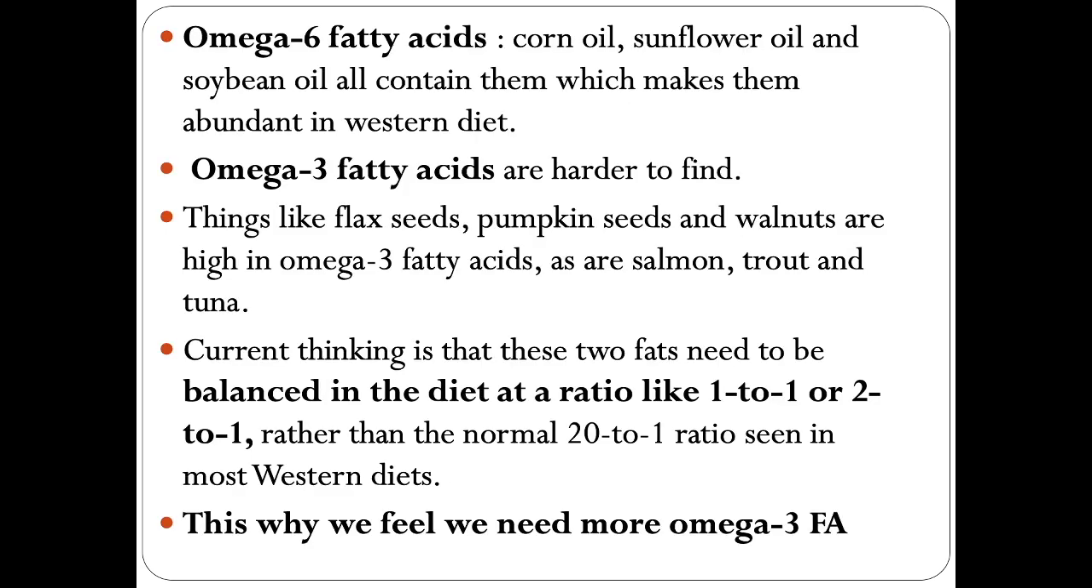Omega-6 fatty acids come from things like corn oil, sunflower oil, and soybean oil, and these are fairly prevalent in the Western diet because we eat a lot of corn, a lot of soybeans, a lot of sunflower oil in our baked goods. Omega-3 fatty acids are a little more difficult. They come from things like flax and pumpkin seeds and walnuts, as well as salmon, trout, and tuna, which is why you see people taking fish oil supplements. Fish oil supplements have omega-3 fatty acids in them from fish.